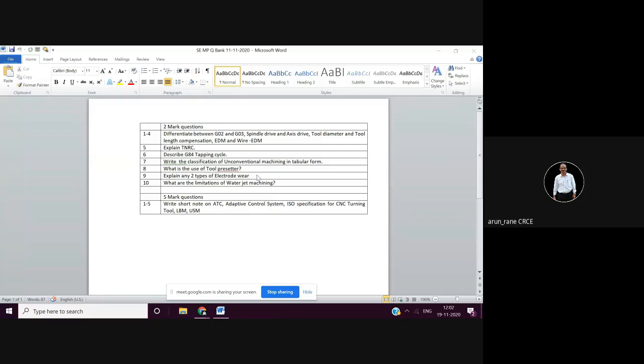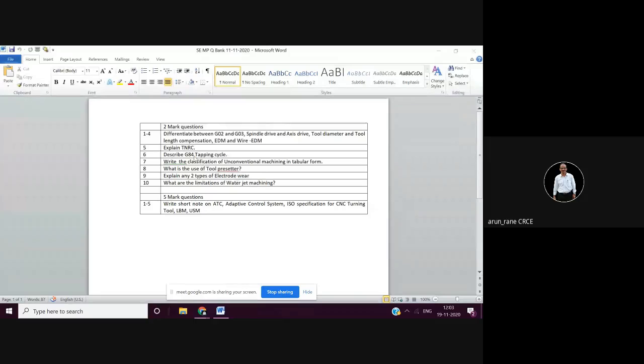See, now in tool nose radius compensation, half a mark for the diagram and 1.5 marks for the description, around 5 to 6 lines. Then for the tool presetter, again half a mark for the diagram, 1.5 marks for the description. Any two types of electrode wear: here 1 mark is reserved for the diagram. So for two wears, two diagrams and their description for 1 mark, like that.